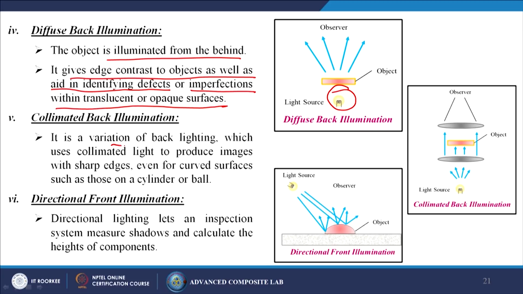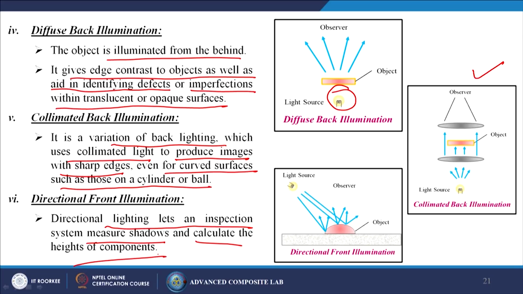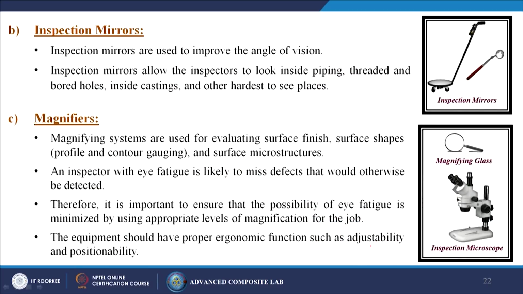Next one is called the collimated back illumination. It is a variation of backlighting which uses collimated light to produce images with sharp edges even for curved surfaces such as those on a cylinder or ball. So, this is known as the collimated back illumination. And directional front illumination: directional lighting lets an inspection system measure shadow and calculate the heights of the components itself. So, there are several techniques by which we can illuminate the object and get the best results.